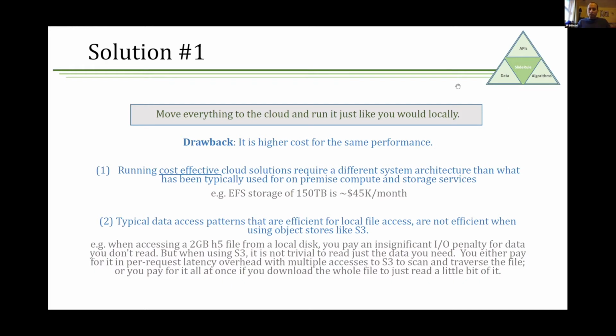The reason that doesn't work is because it just costs too much. To duplicate the same infrastructure that you have locally in the cloud, while it will work, you're losing all the cost benefits of moving to the cloud. And so I looked it up: just hosting 150 terabytes on an NFS-like file system in AWS is $45,000 a month. So just to even create that part of it becomes cost prohibitive.